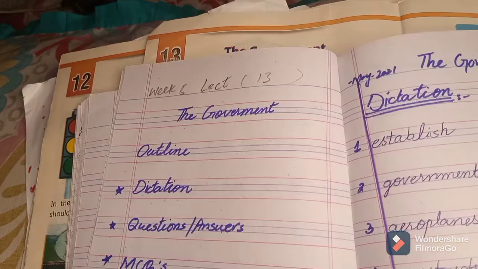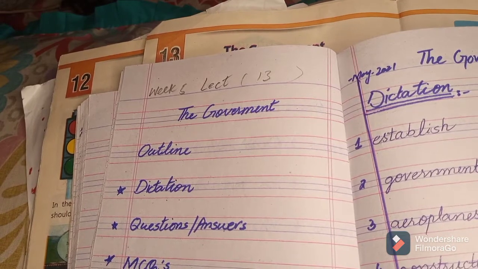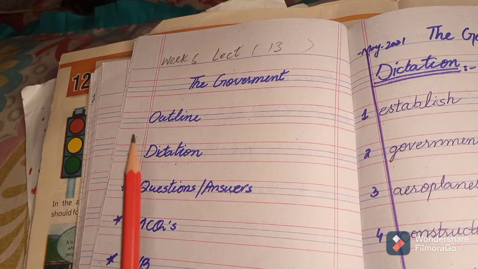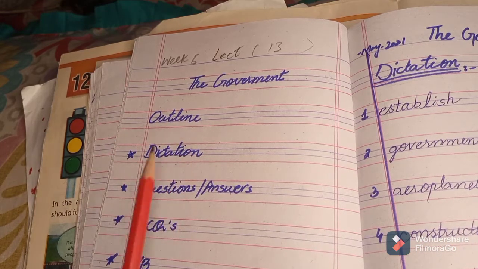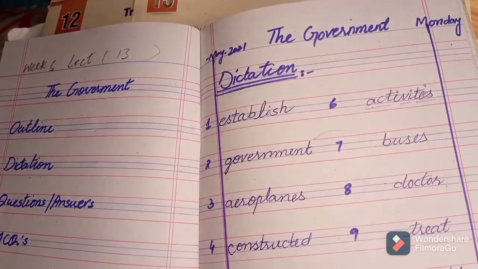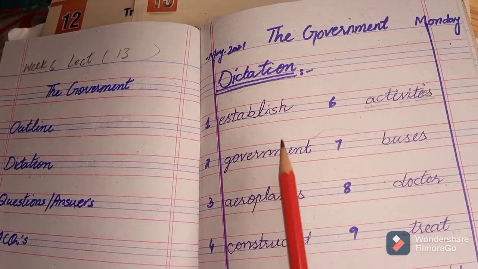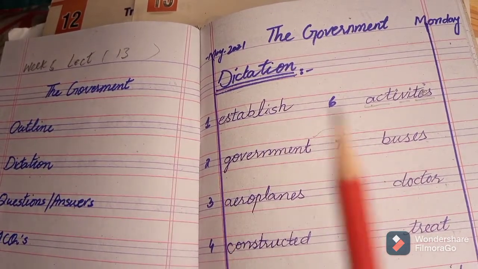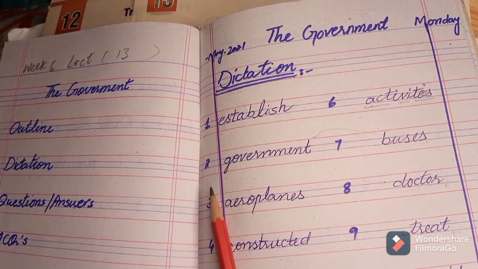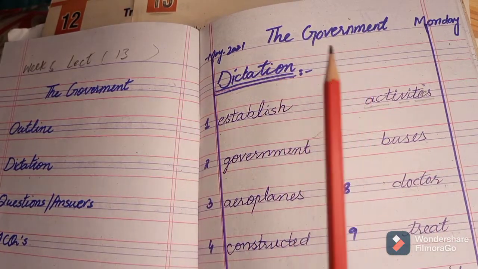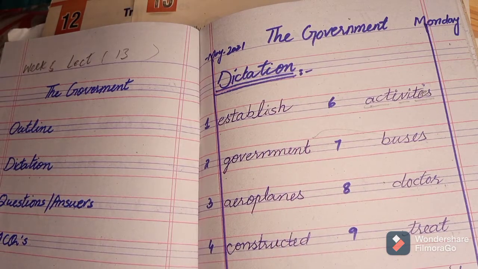Okay, so here we go students, you can say this the government outline. In this chapter, what will you do? Dictation words, question answers, MCQs and fill in the blanks. Got it? Well students, now read the dictation words with me. So of course all of you know the rules about the notebook, that draw the margin line, mention date, day and chapter name, and then you will write the dictation words.